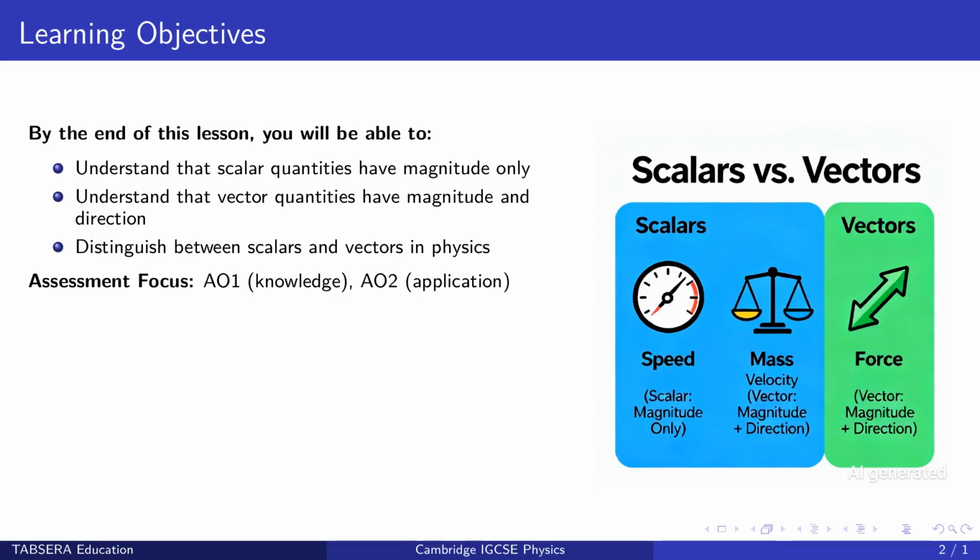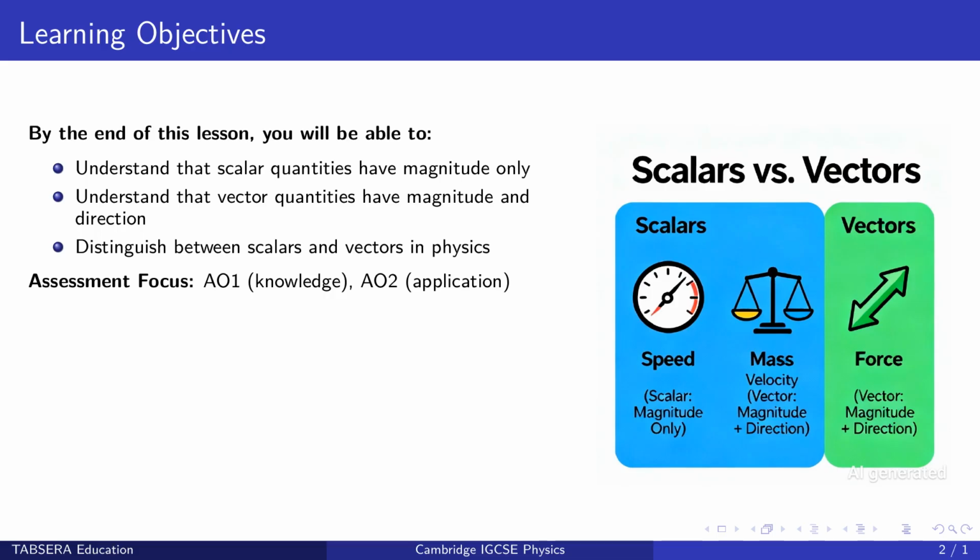Let's examine our learning objectives for today. By the end of this lesson, you will be able to, first, understand that scalar quantities have magnitude only. This means scalars are described completely by a number and unit. Second, understand that vector quantities have magnitude and direction. Vectors require both size and directional information. Third, distinguish between scalars and vectors in physics contexts. This skill is essential for problem solving.